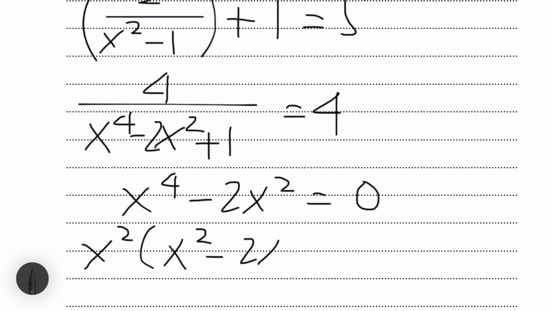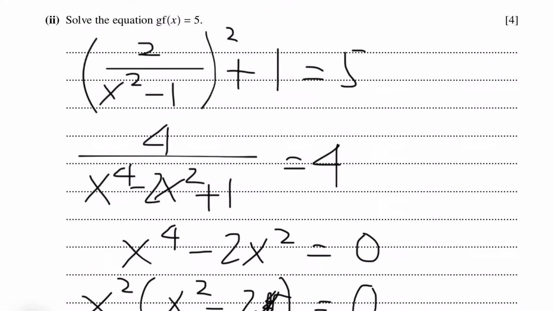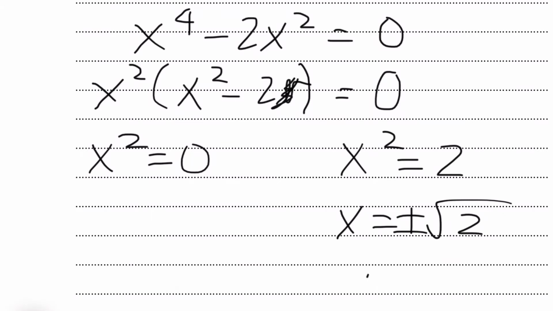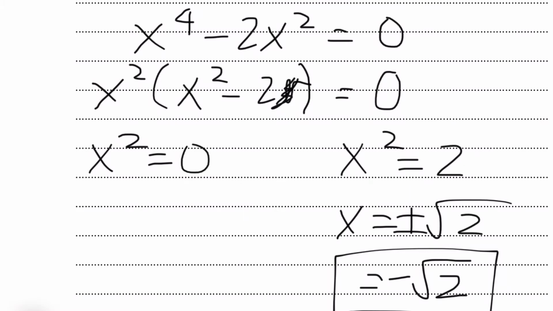So x squared times x squared minus 2 is equal to 0. So your values are x squared is equal to 0 or x squared is equal to 2. Since your x is negative for the domain of the function f, instead of having positive and negative root 2, you only need negative. And since the domain doesn't include 0, it should be less than a negative number. 0 is not an answer as well.